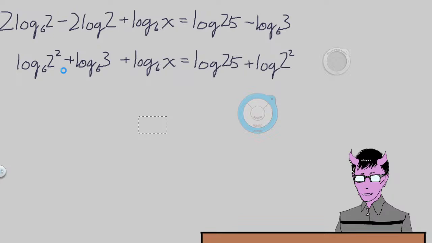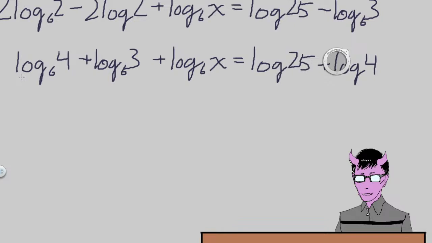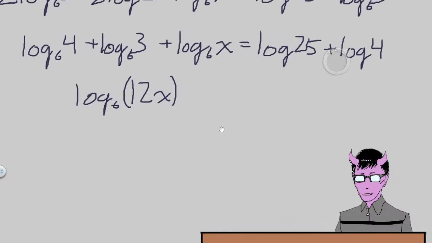So what do we have at this point? Well, we have a couple of 2 squares, so let's just change this into a 4. 2 squared is 4. This one we'll also simplify into a 4. And now things are much easier to combine. So we have 3 terms with log base 6. So all we need to do is multiply the arguments. So 4 times 3 is 12 times x is 12x inside the log base 6.